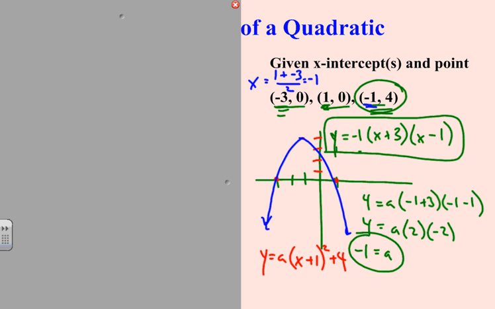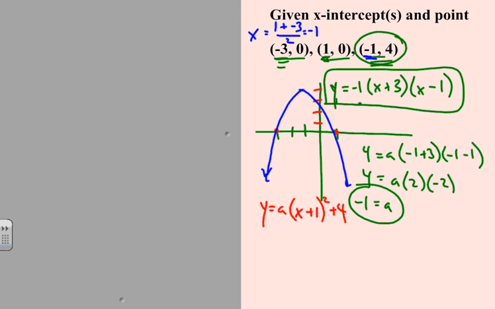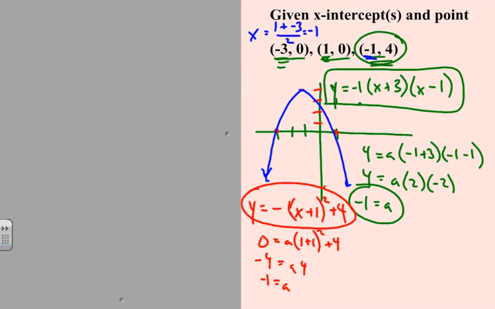Solve for our a value by plugging in a point other than the point you used. So I'll plug in 1, 0. So we have 0 equals a times 1 plus 1 squared plus 4. And from here, we have 4a equals -4, and a once again is equal to -1. Plug that back in there, and we have the negative. So we know that's reflected over the x-axis. But that's the same equation as this one.